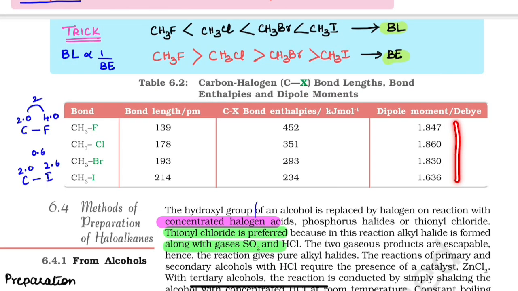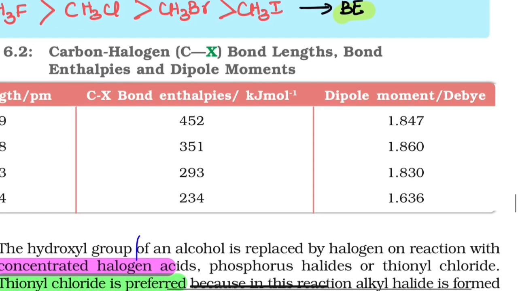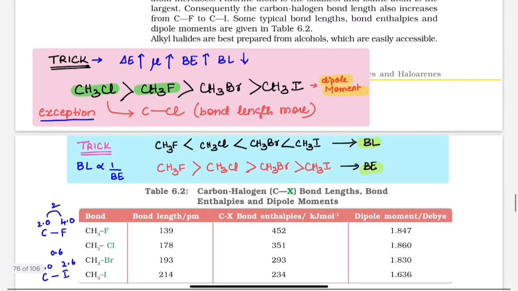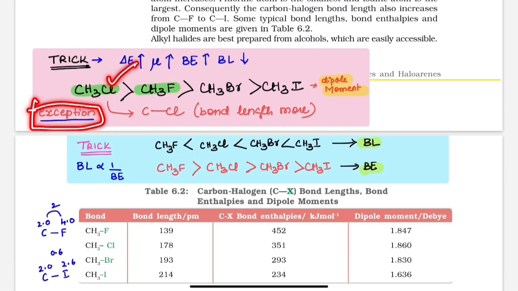Therefore dipole moment should increase in this order. For iodine it is less, for fluorine it is more. Check the values: 1.84, 1.86, 1.83, 1.63. Here chlorine is more when compared to fluorine. So that is the exception. See here, chlorine is more. The dipole moment I have written here: for chlorine it is more, fluorine second, then bromine and iodine. Since there is an exception, I have highlighted it so that it is easily visible to you. So what is the exception here?